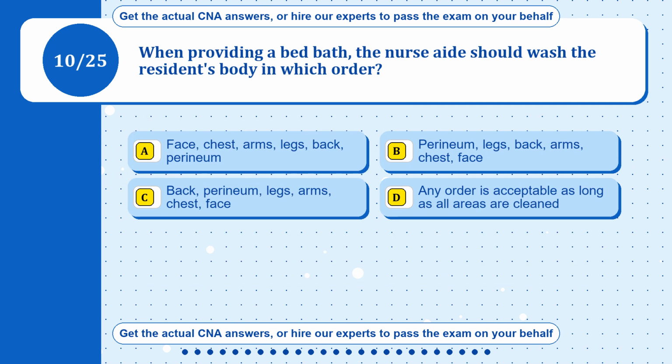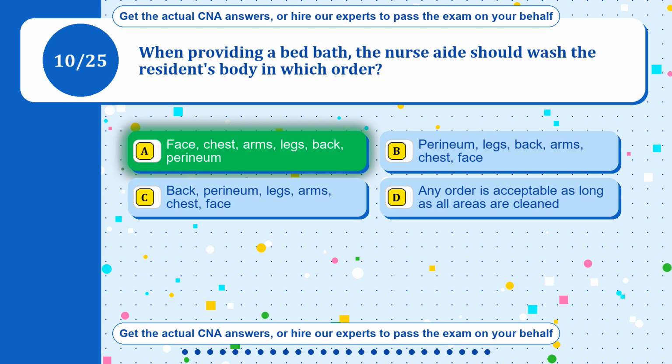Question 10. When providing a bed bath, the nurse aide should wash the resident's body in which order? Option A, face, chest, arms, legs, back, perineum. Option B, perineum, legs, back, arms, chest, face. Option C, back, perineum, legs, arms, chest, face. Option D, any order is acceptable as long as all areas are cleaned.